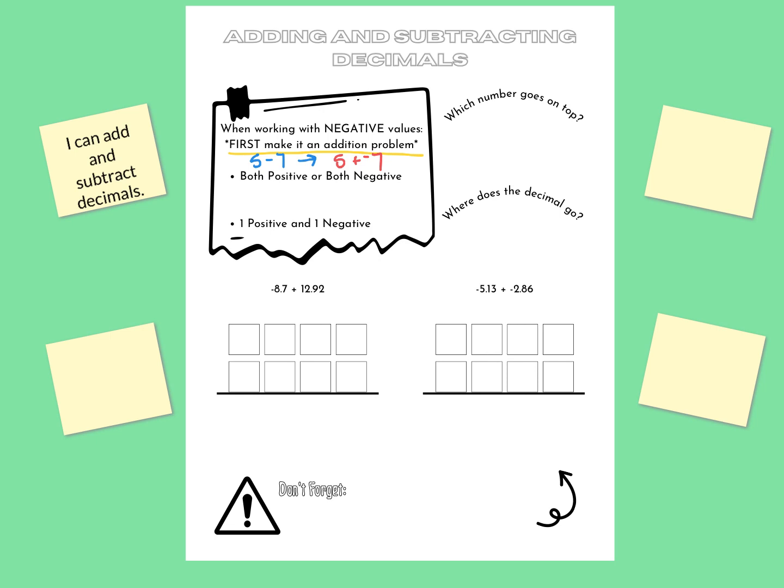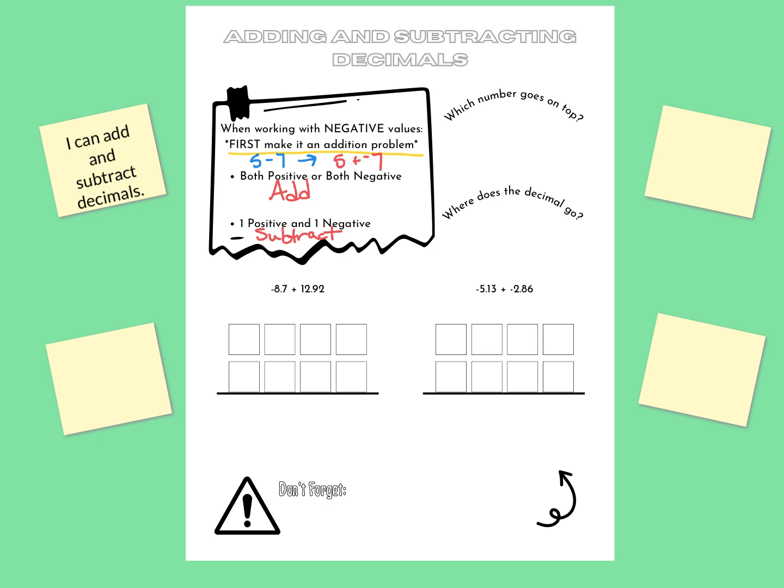And if we have both positive or both negative, we're going to just add our numbers together, just like with their integer rules. But if we have one of each, one's positive and one's negative, then we're going to subtract. Again, just like our integer rules. So the fact that we have a decimal in here does not change how we work with integers.